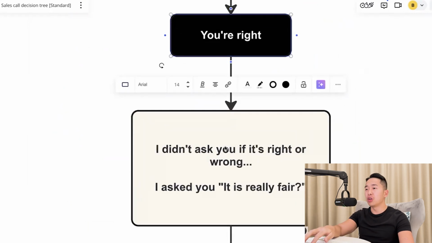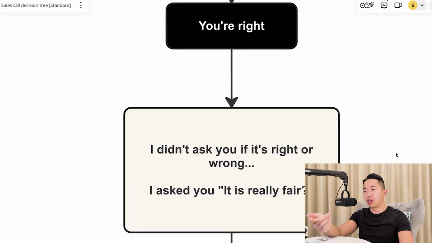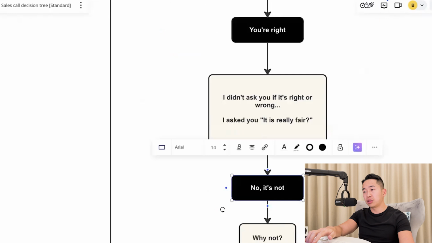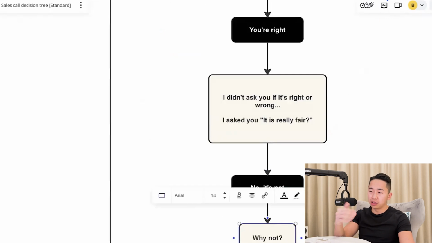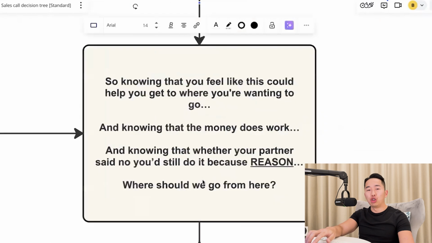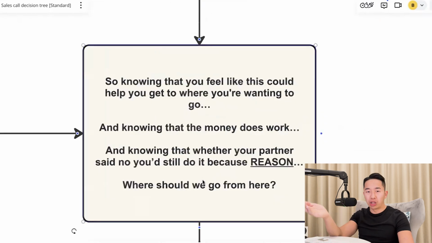Love slaps are good, right? Say, oh, brother, I didn't ask you if I was right or wrong. I asked you, is it really fair? And they say, well, no, it's not. Well, why not? Again, have them convince themselves. And they're going to say, well, because of yada, yada, yada. And then you re-loop back to the sale again. Okay, so where would we like to go from here?